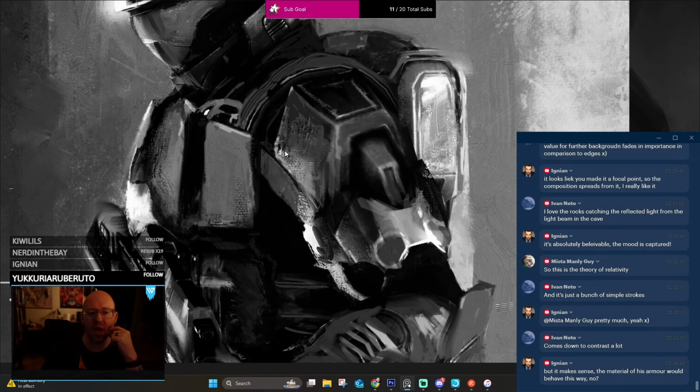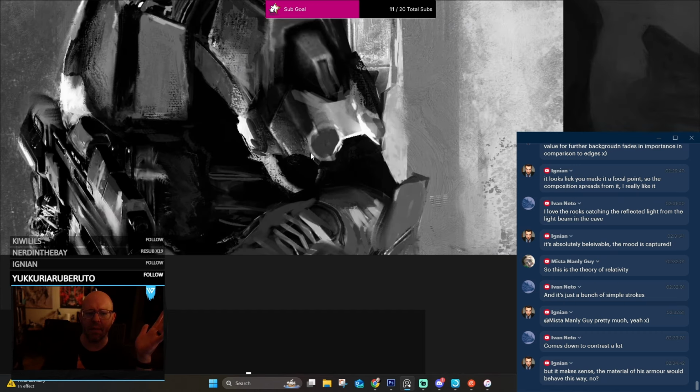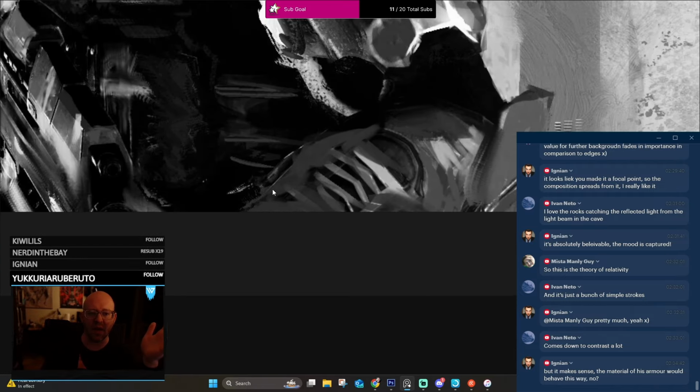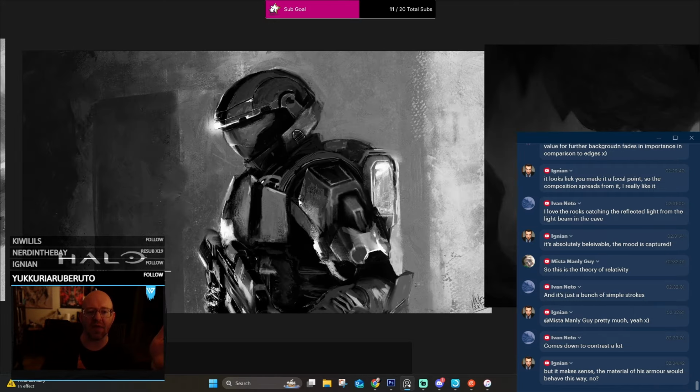What's happening here? Is the light coming in and hitting this? If so, why is it not also hitting this? Because it's following the same form and it's made out of the same material, and nothing is blocking the light from shining on it. So what's the deal? The rest of it's fine. It's loose, loosey-goosey, painterly. You get the gist of it. But those were the two main things.